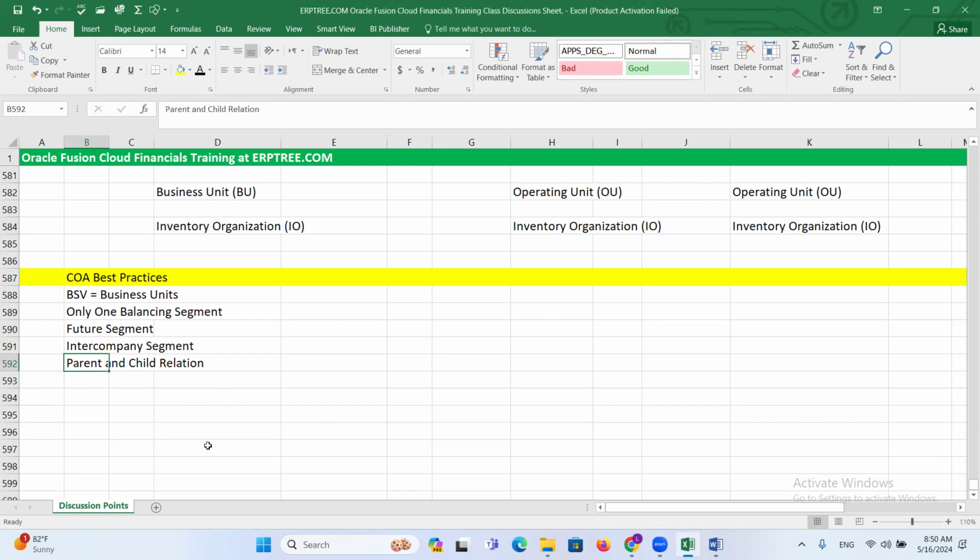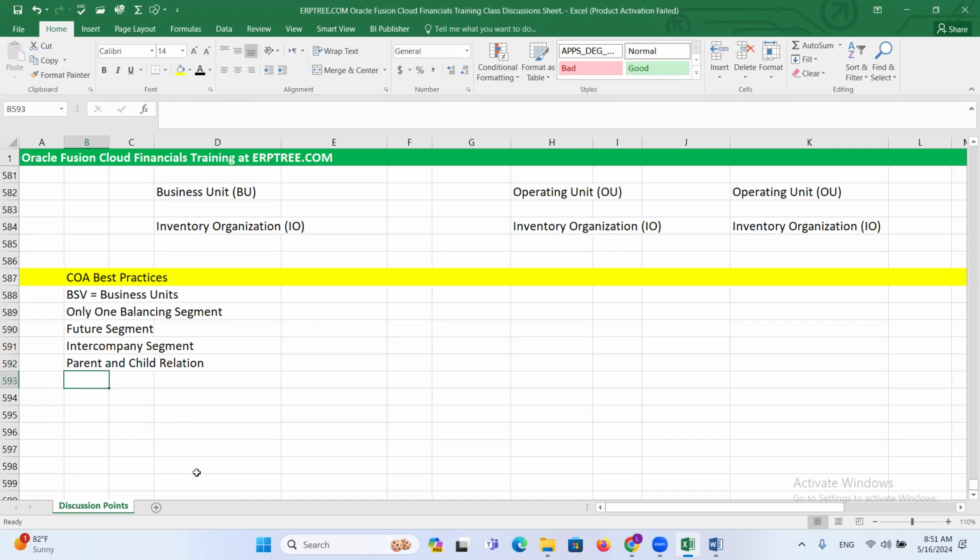This will make business users' job very easy when they are going to record the transaction. If you have a parent and child relation, they can easily identify the segment values. And when we are going to produce the reports also, we can have the grouping of parent and child. That will help you for ease of reporting. It will make your life very easy when you are producing the reports as well as during data entry time.